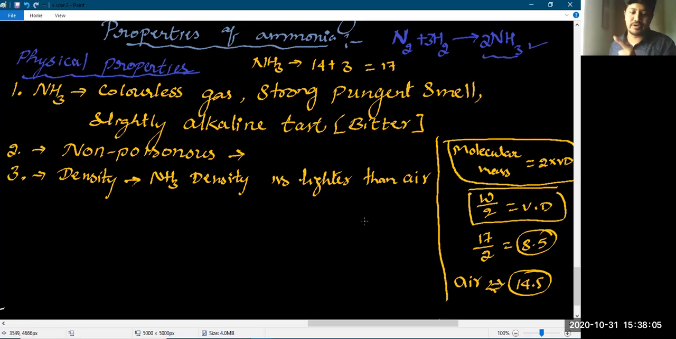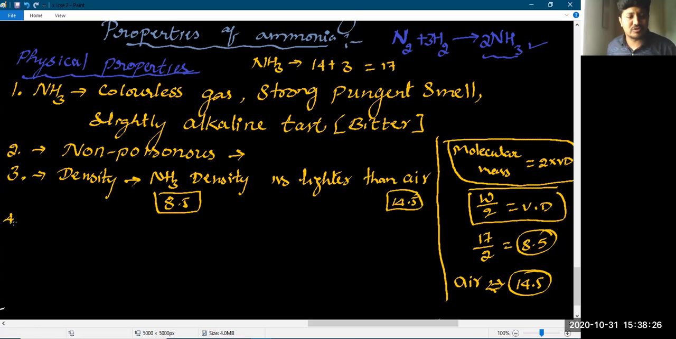That is a third point you should remember. What is the density of ammonia? That is basically 8.5. What is the density of air? That is basically 14.5. So that is the reason ammonia gas will always be collected by downward displacement of air in a jar. You have already learned this in the preparation of ammonia topic.